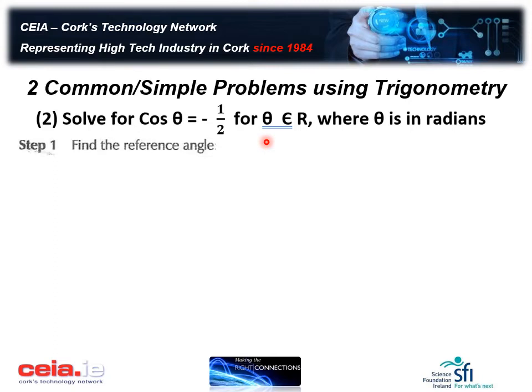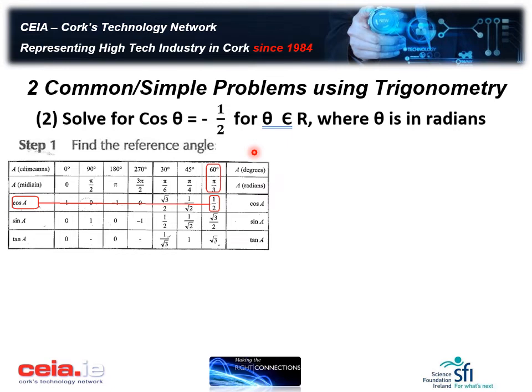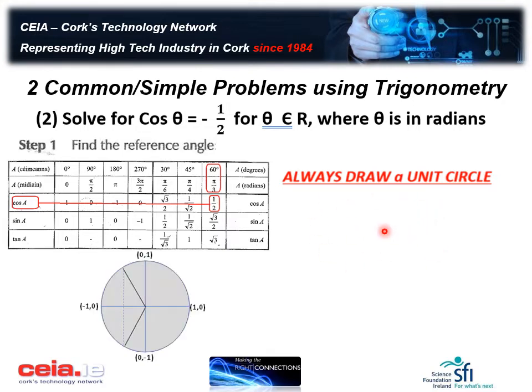So step 1, as in the last example, is to find the reference angle. Once again we will be using our friend the table on page 13 of our maths tables. And it's always a great idea to draw a unit circle for these types of questions. So let's do that. The question we have is to solve for cosine theta equals minus 1/2, minus a half. Using our table, we look for a value where cosine theta equals a half, go along the cosine row, find that value, and see what that gives us.